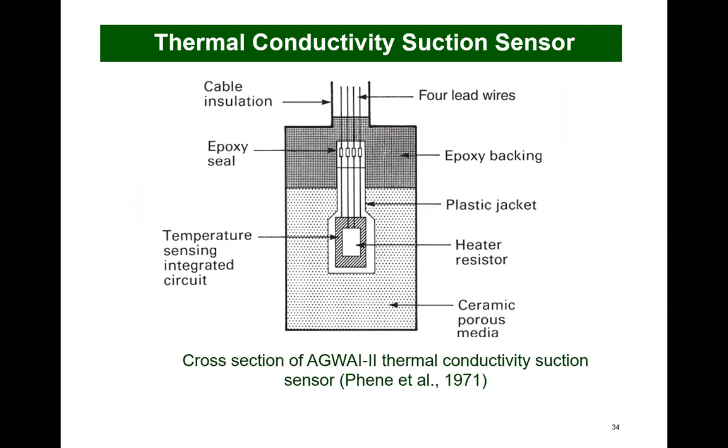Thermal conductivity measurements are calibrated against an applied suction, matrix suction. The ceramic stone is about 2.5 centimeters in diameter and has a low air entry value, typically less than 10 kPa. The temperature rise in the ceramic stone is a function of the degree of saturation of the ceramic stone. The sensor measurement is referred to as an indirect measurement of matrix suction. A typical measurement of the matrix suction using this device is shown on the following slide.